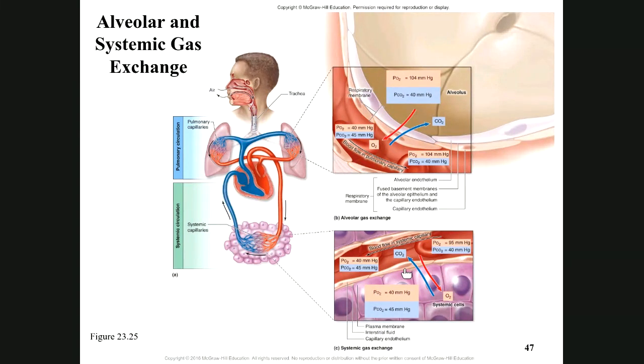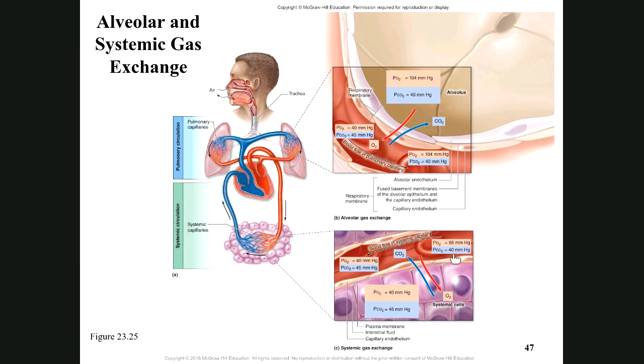Here you see that the pressure of oxygen in your blood vessels is 95 millimeter of mercury, and this pressure in the cells is 40 millimeter of mercury. So the oxygen can come from the blood to our systemic cells, and the carbon dioxide can go in the opposite direction because the pressure of carbon dioxide in our cell is 45 millimeter of mercury, and this pressure in our blood is 40 millimeter of mercury.